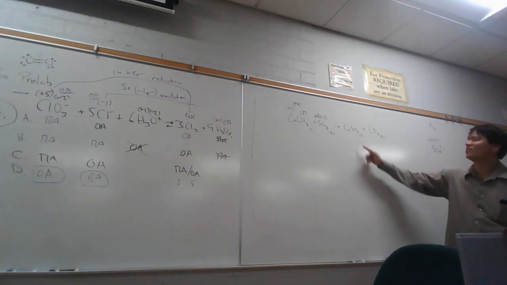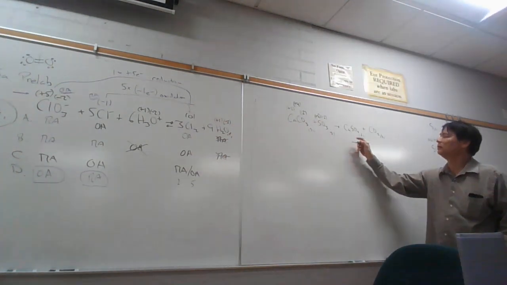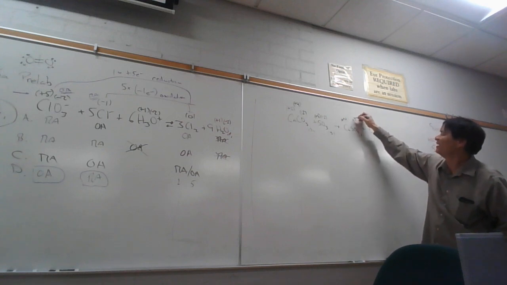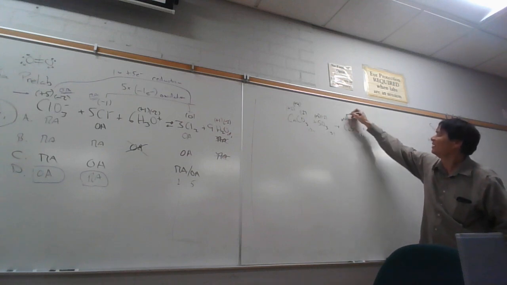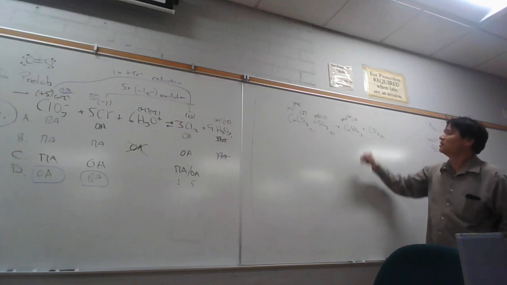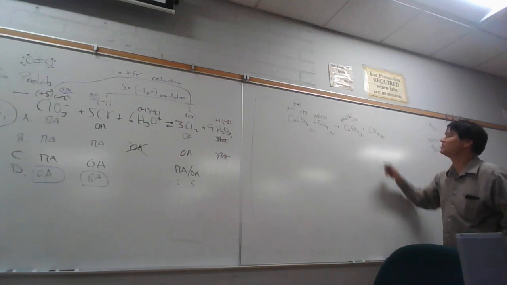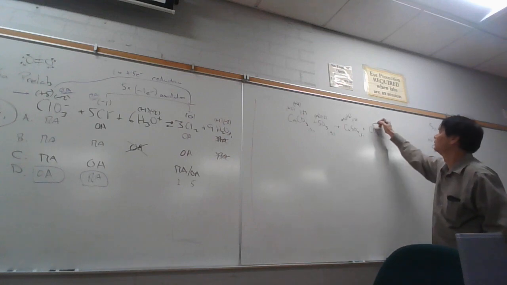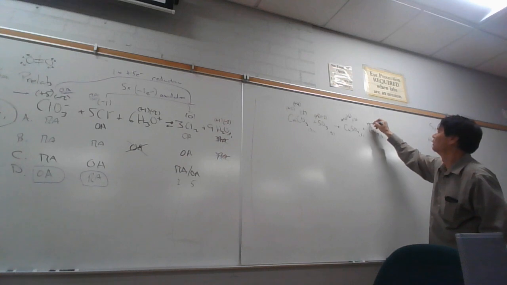Okay, and then let's go on. Calcium sulfate. Calcium goes first at +2, and then sulfur at +6. So then we go to CO2. Oxygen goes first at -2, and then carbon at +4.